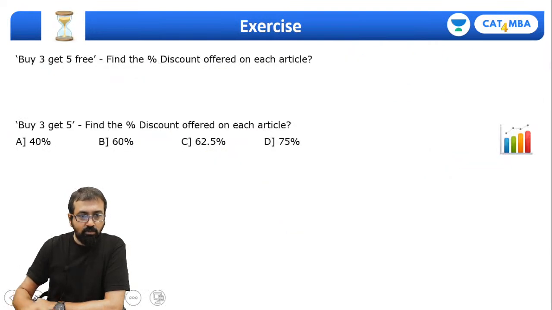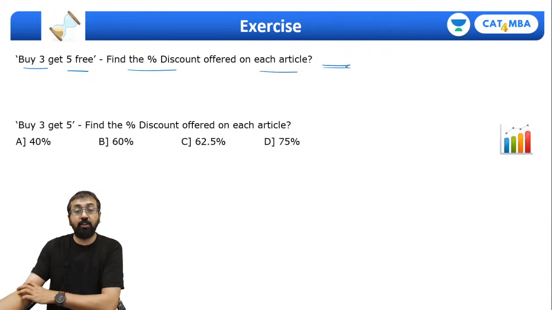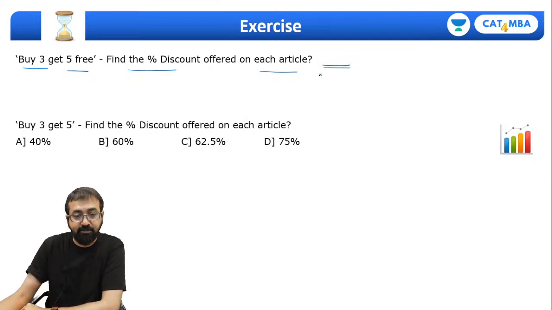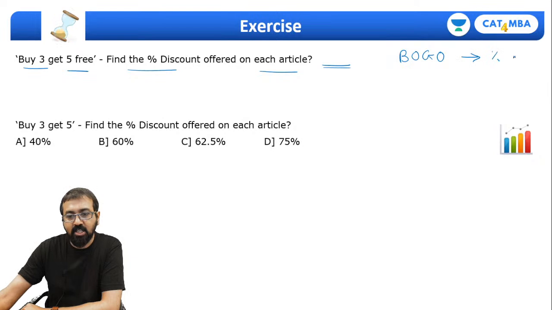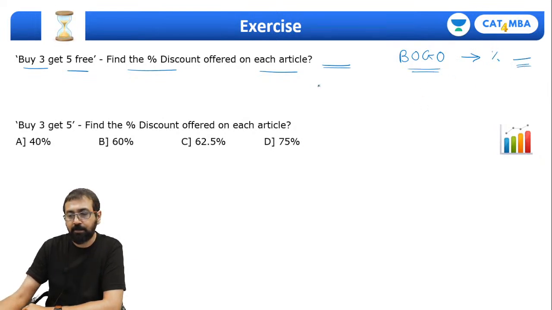Fine guys, so let's look at the next question. Now this is very interesting. Buy 3, get 5 free. Find the percentage discount offered on each article. Can you tell me what will be this discount if you get this offer, buy 3, get 5 free? Before that, can you quickly tell me, if I go for this offer, buy 1, get 1 free, what is the percentage discount that I am getting?